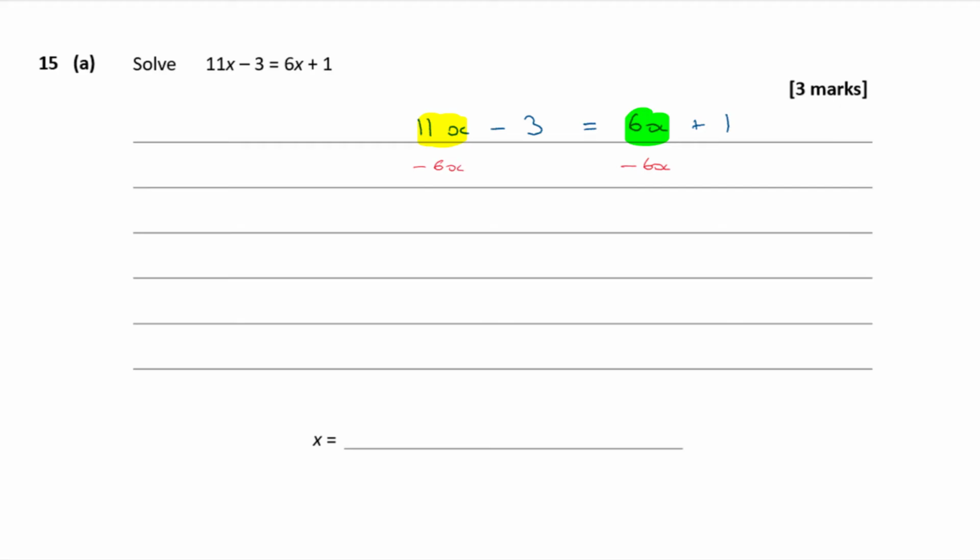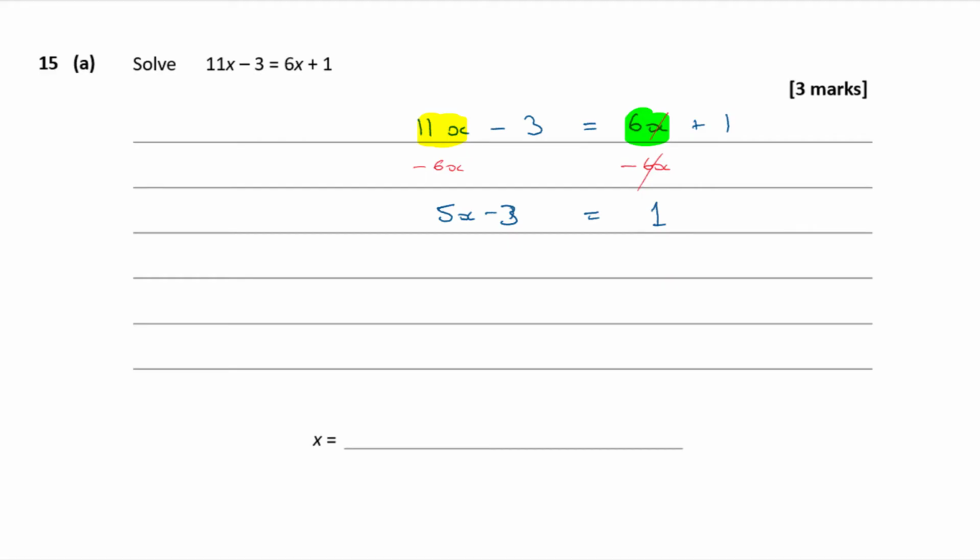If I deduct 6x from both sides, they'll cancel on that side. On the other side, I'm going to get 11x minus 6x, which gives me 5x. So I've got 5x minus 3, and that is equal to 1. I've just got 1 left on the other side. So I've got 5x minus 3 is 1 now.